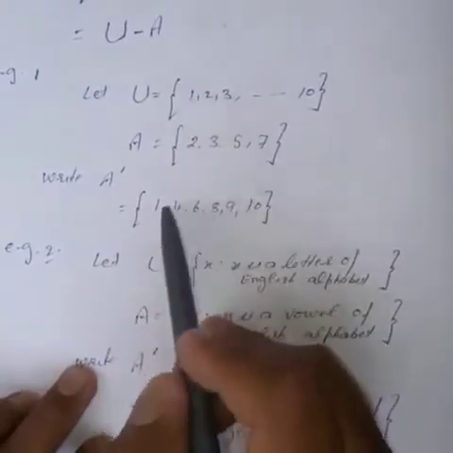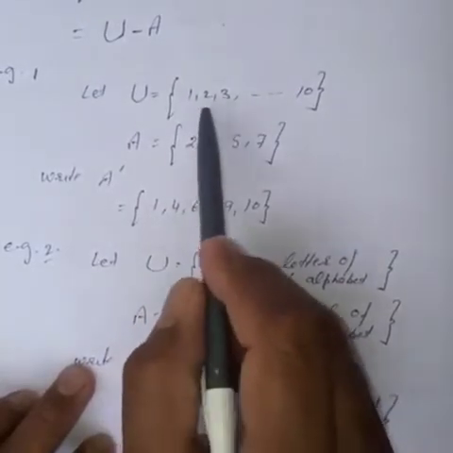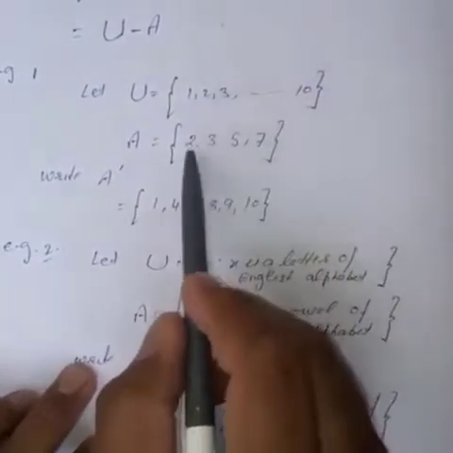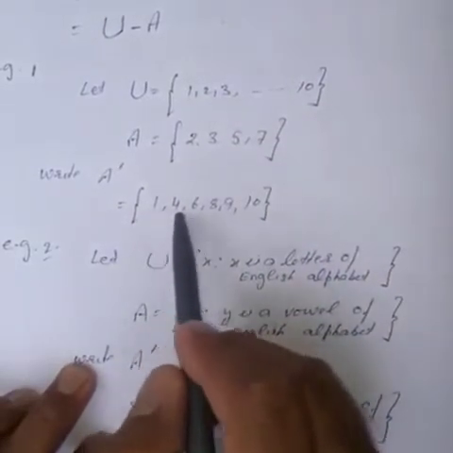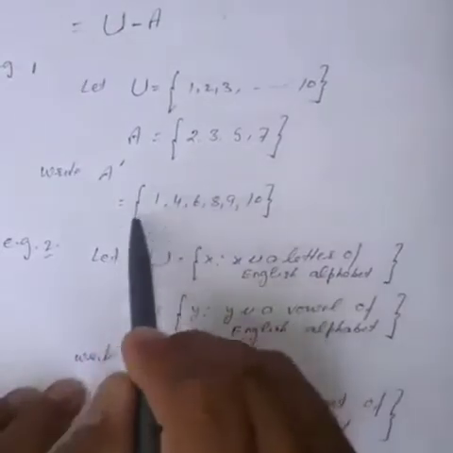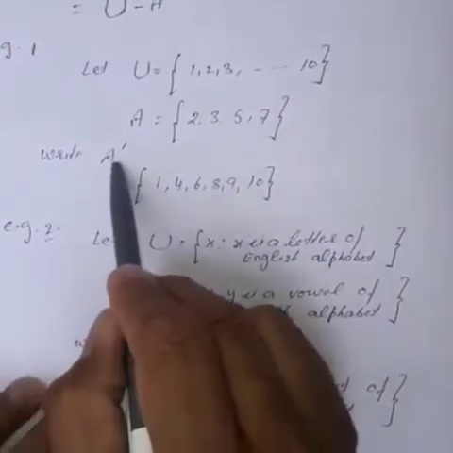So 1 is not present in A. Now 2 is present, so except 2. Then write down the remaining elements in this way. So the elements are 1, 4, 6, 8, 9, 10. So this set is complement of A.